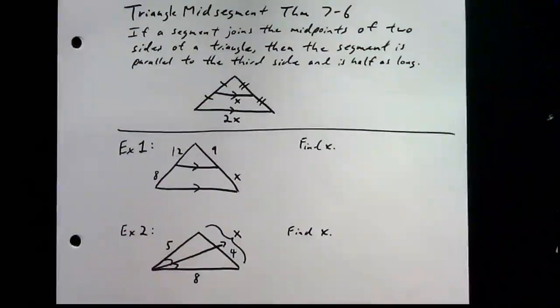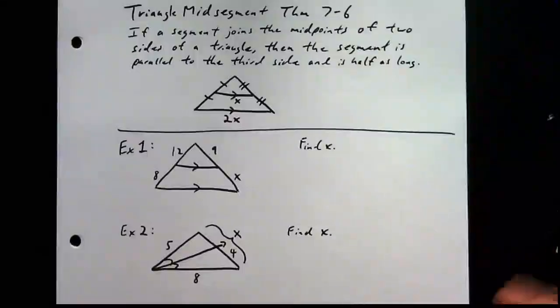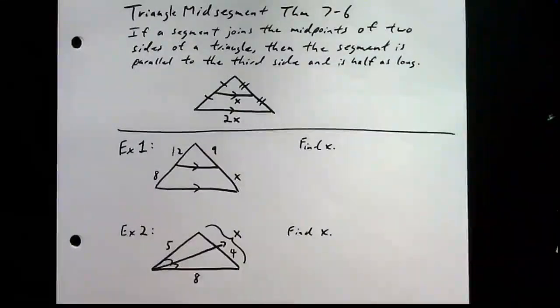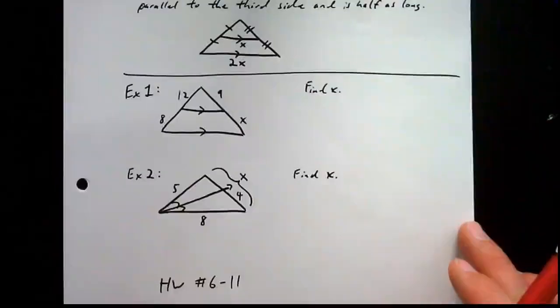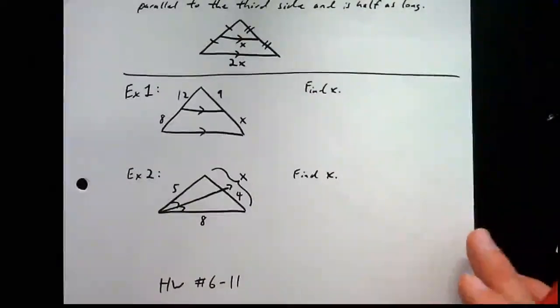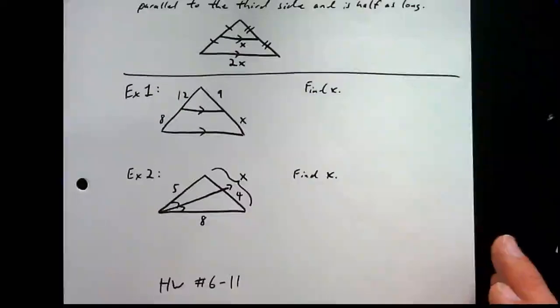Okay, this is going to be a very short video. I'm just talking about a couple additional ideas. One is a theorem, and then there's also two examples I want to do. The homework for tonight is also going to be from this same section, section 7-5, numbers 6 through 11.